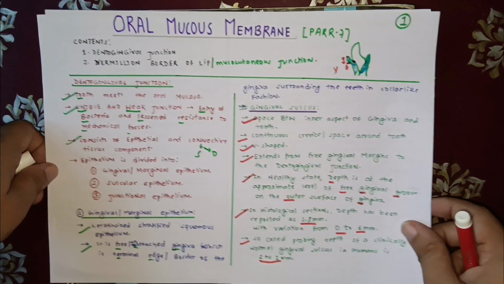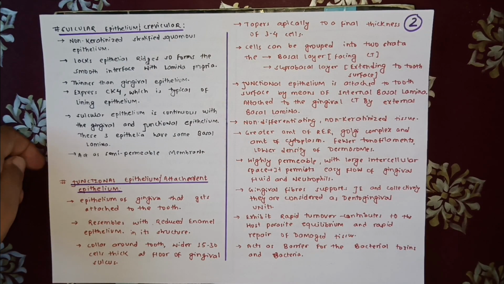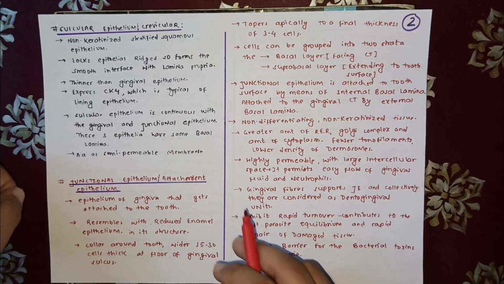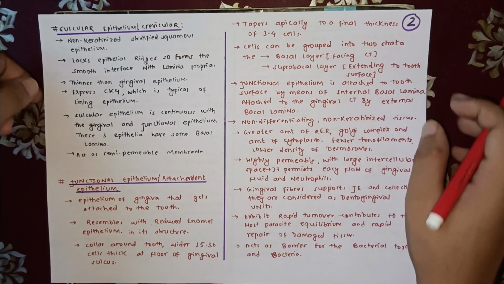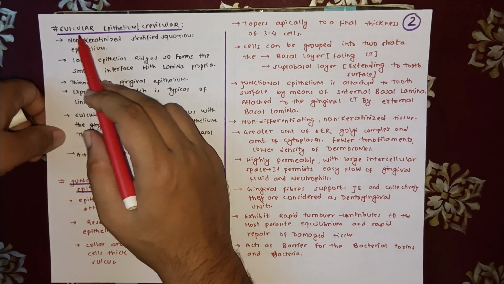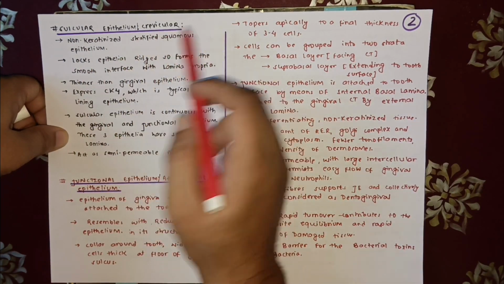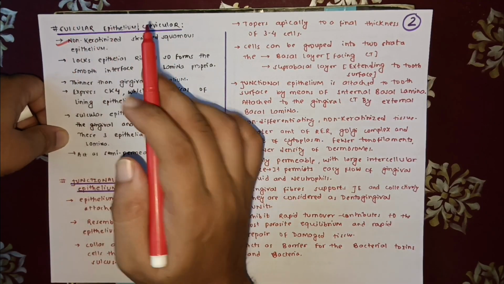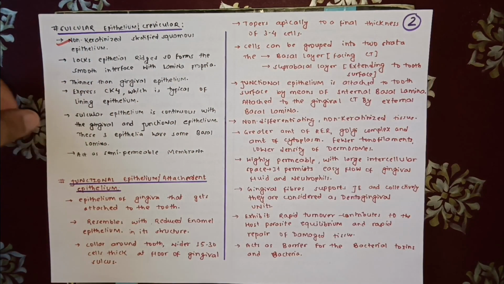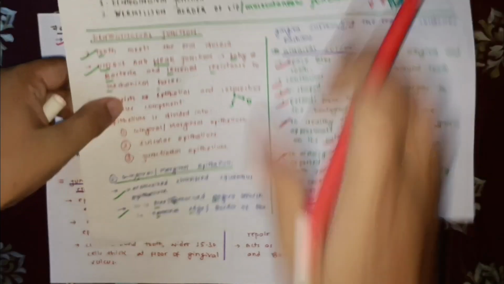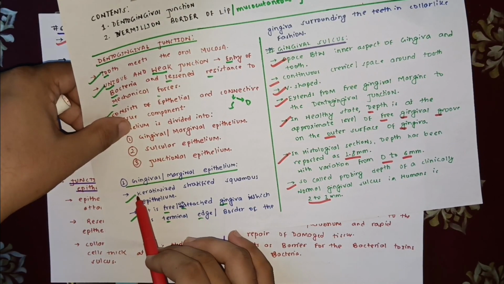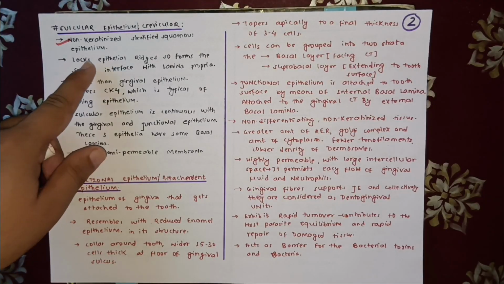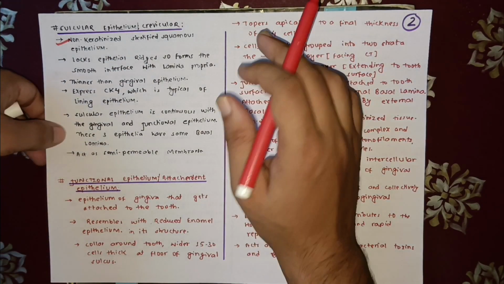After that we will discuss the sulcular epithelium, or crevicular epithelium. We have discussed the gingival or marginal epithelium. Now we will discuss the sulcular epithelium. It is non-keratinized stratified squamous epithelium, but the free gingiva was keratinized. So you should compare it this way: one is keratinized stratified squamous epithelium, and this is non-keratinized stratified squamous epithelium.